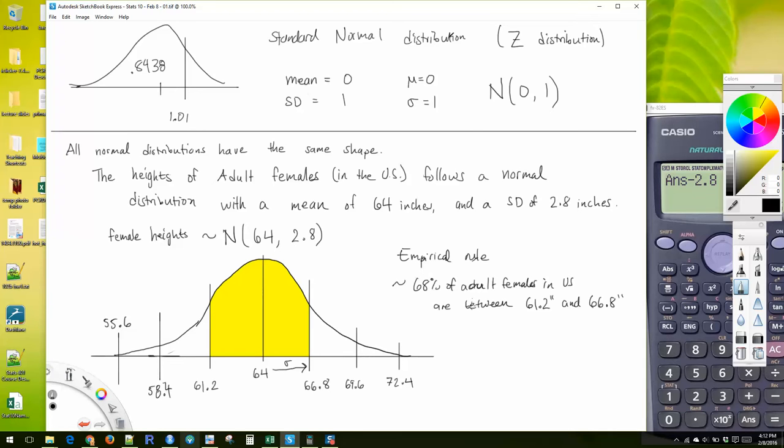We have about two-thirds of adult women in the U.S. between those heights. Okay, and then if we go out a little bit further, we have about 95% between the next two numbers, 58.4 and 69.6. You want to color these in. And then 99.7%, so almost everyone, are between 55.6 and 72.4 inches, okay?